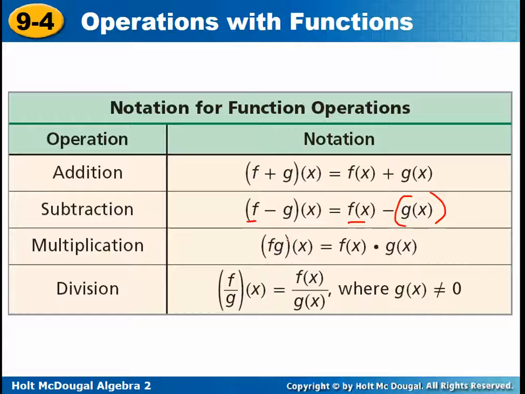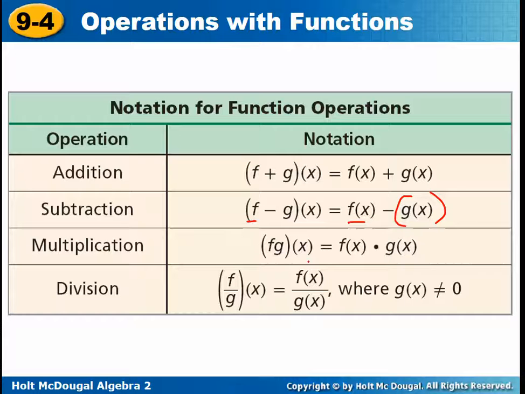When you do multiplication, it looks like this. The f and the g are written right next to each other in parentheses. So f times g of x, you're going to multiply the two functions together. There'll be a lot of distributive property stuff to do there. Maybe some FOIL, maybe even more than that.